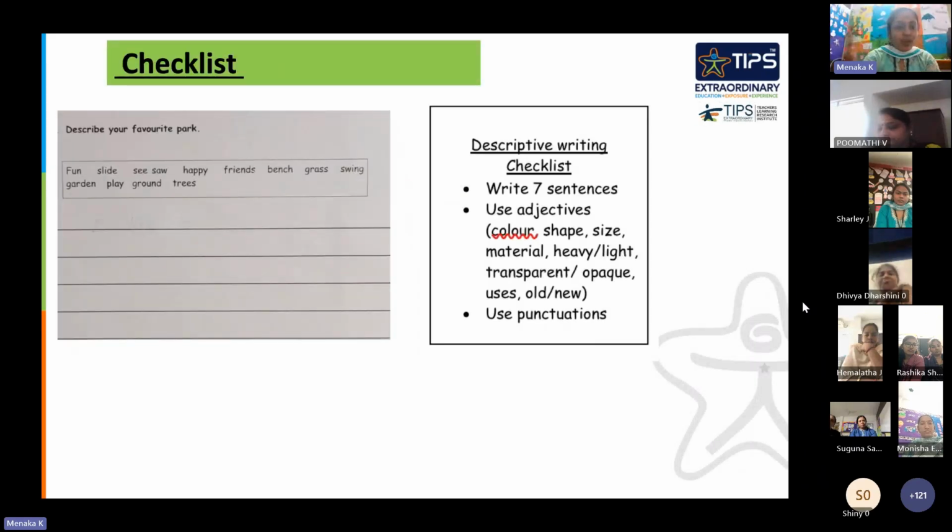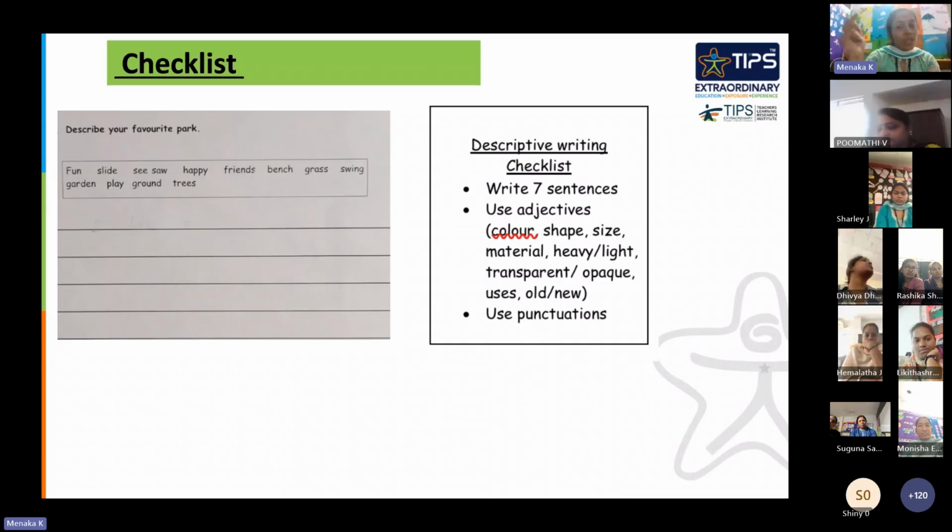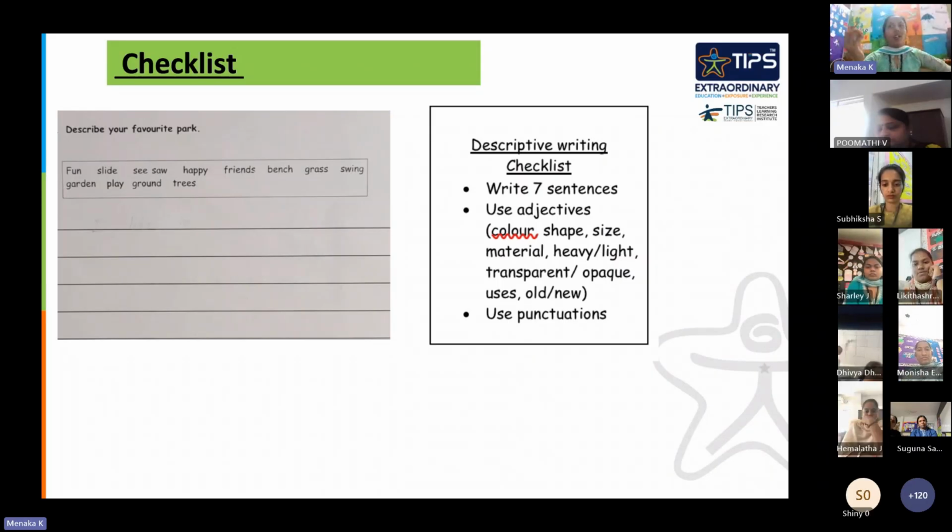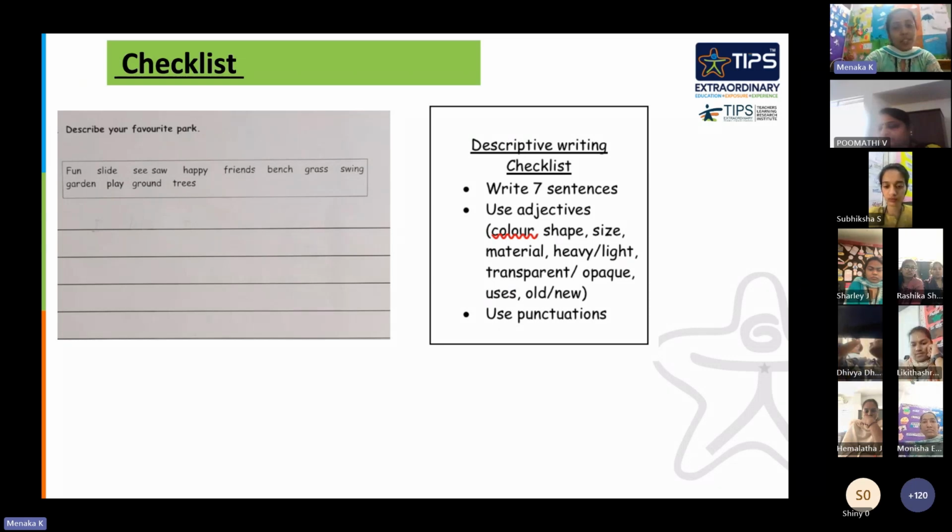Here I have created a checklist for "describe your favorite park", and I have given them: write 7 sentences, use adjectives. As I'm teaching grade 1 learners, they are not much aware of the adjectives which they have to use explicitly. So I'll be giving more examples for them to understand, and they can make sentences with color, shape, size, material, heavy or light, all these words. And at the end, each sentence should have punctuation. So all these 3 points should be there when I write my descriptive writing for grade 1 learners.